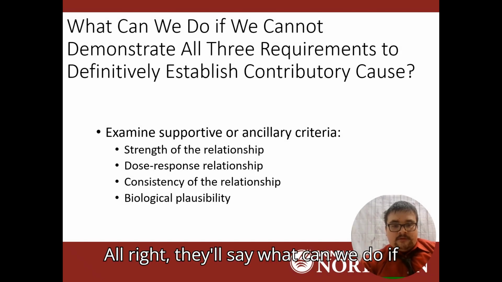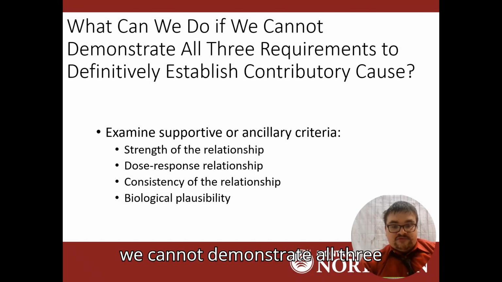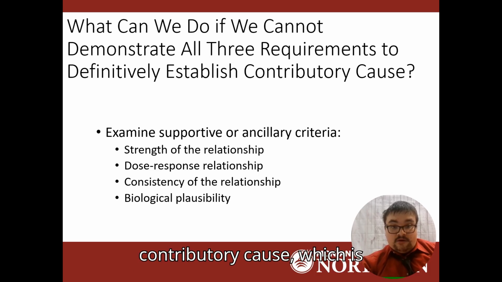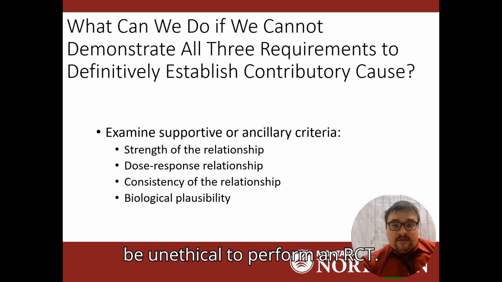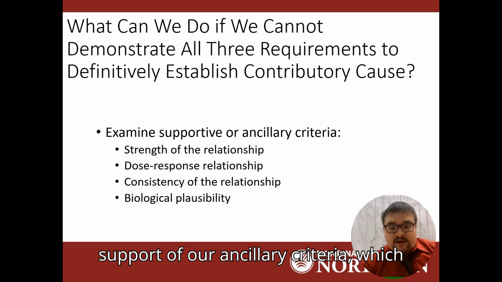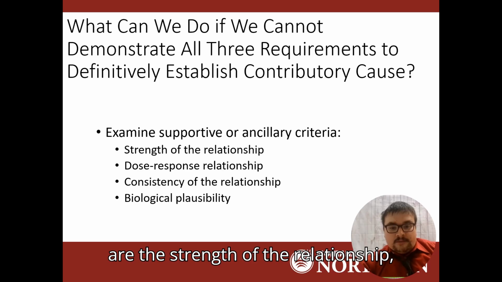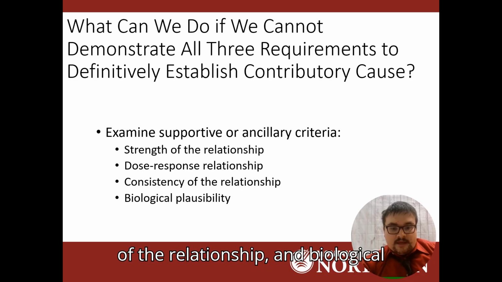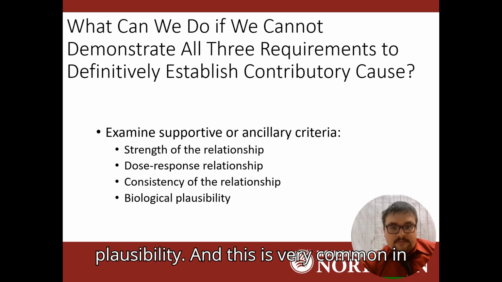All right. They'll say, what can we do if we cannot demonstrate all three requirements to definitively establish contributory cause? This could be due to the fact it may be unethical to perform an RCT. So in such cases, we have to examine the supportive or ancillary criteria, which are the strength of the relationship, dose-response relationship, consistency of the relationship, and biological plausibility.